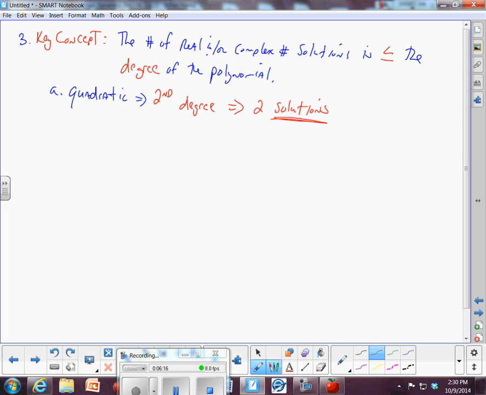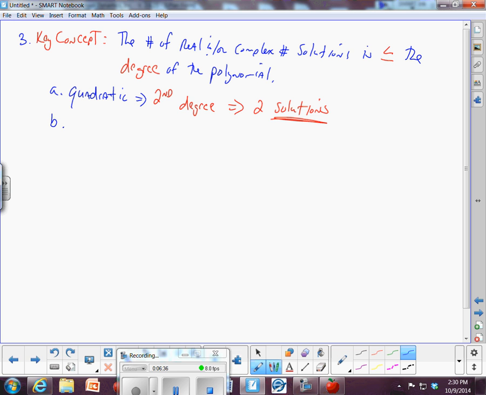Now, the reason I say less than or equal to is sometimes the two solutions are the exact same value, in which case you would only consider it one. You'll see that in a little bit. But normally when you see a second degree equation, second degree polynomial, you're thinking two solutions. So let's take a look at this.